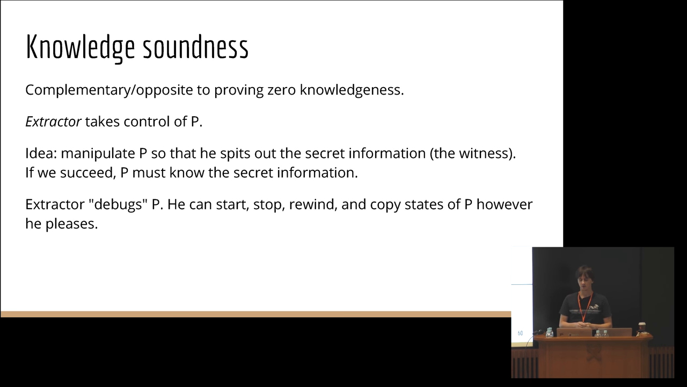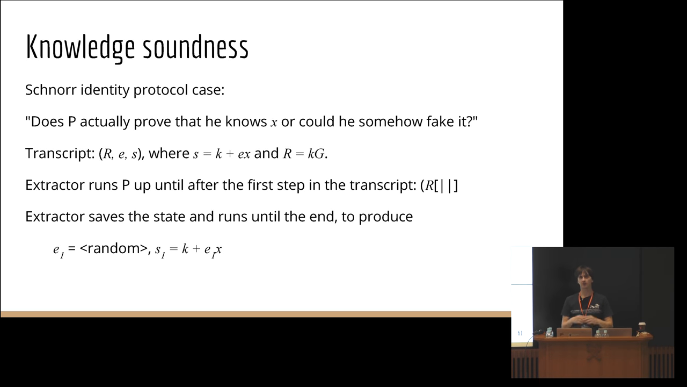Okay. So what we do is we kind of debug the prover. We can go back, we can go forward, we can restart, and we can repeat stuff and copy states and stuff. So we look at the Schnorr identity protocol case again, right? Okay, question. Does P actually prove that he knows x, or could he somehow fake it? We have R, e, s, and s is k plus ex, and R is kG.